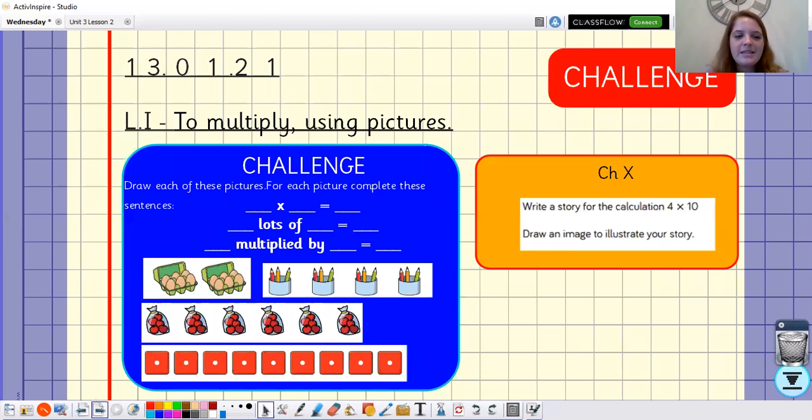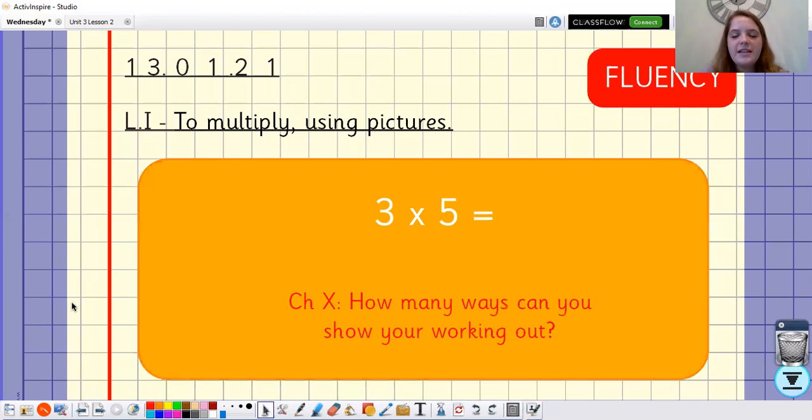Finally, to end our maths lesson, let's have a look at our fluency number sentence. Our fluency number sentence is a multiplication one today, and it's 3 multiplied by 5. You may want to show me this in more than one way. You may want to draw your 3 groups of 5 in 2 different ways. Pause the video here and have a go at answering that one.